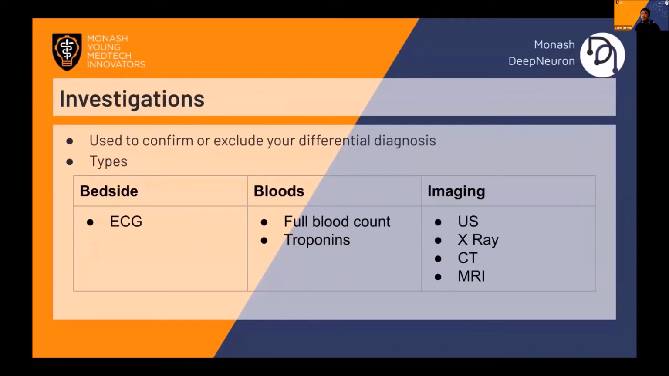As we have a public health system, we can't just order whatever test we want. We have to order the least amount of tests possible. In the private system, you can order whatever you want. So we start with the least expensive tests that we can do at the bedside.